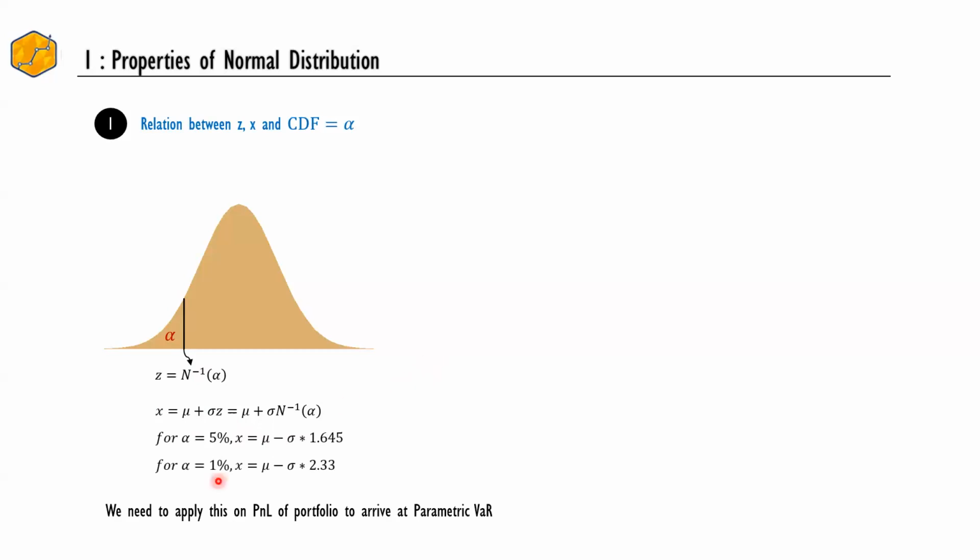Next, as I mentioned, we need to apply this formula on the PNL distribution of the portfolio to arrive at parametric value at risk. Why do we call it parametric, by the way?